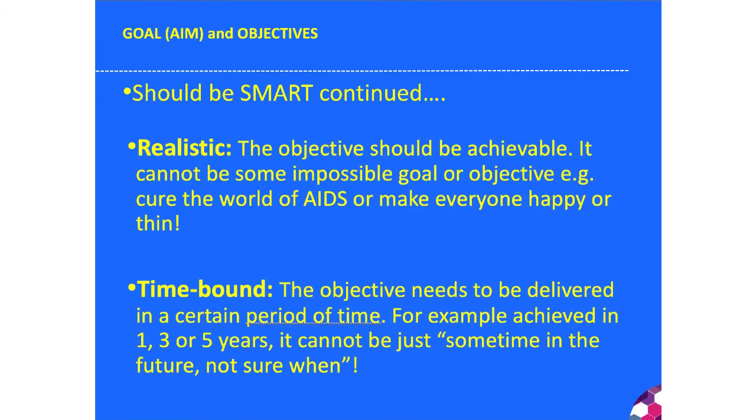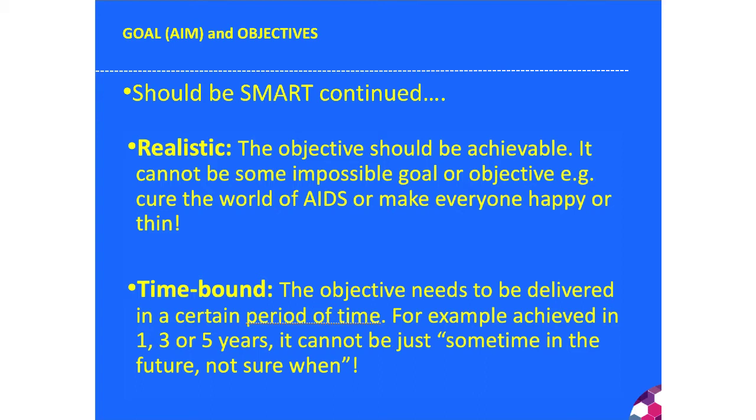Realistic: we can't have some kind of impossible goal or objective. We can't cure the world of AIDS or make everyone happy or thin. These aren't realistic objectives or even aims to have.